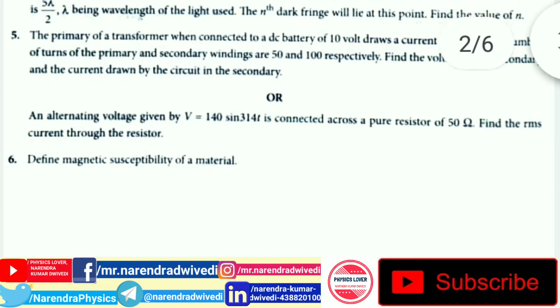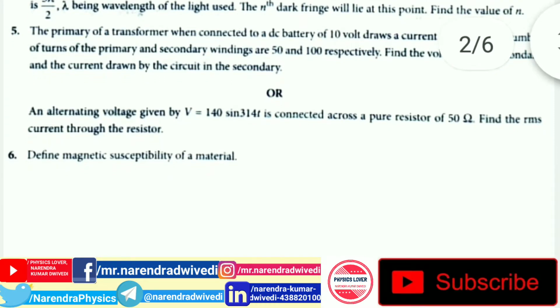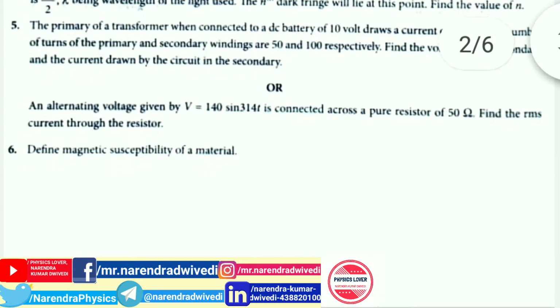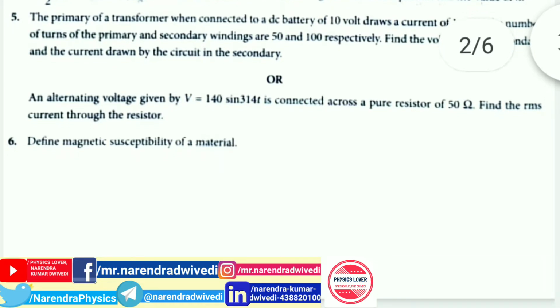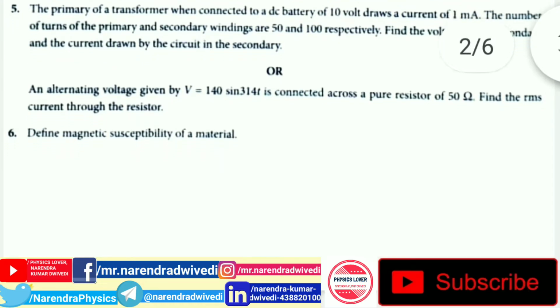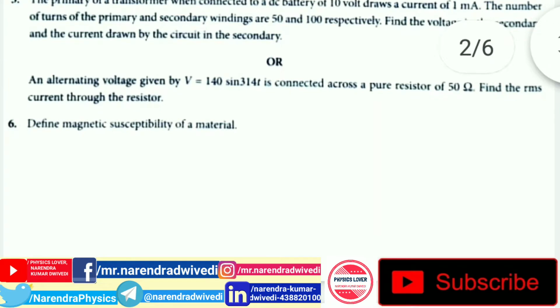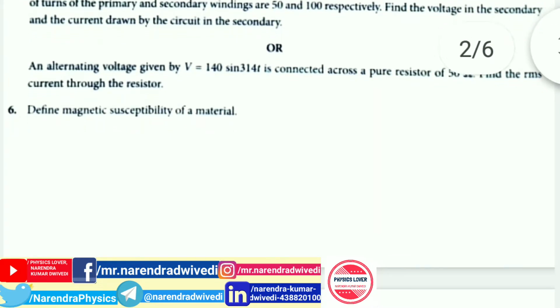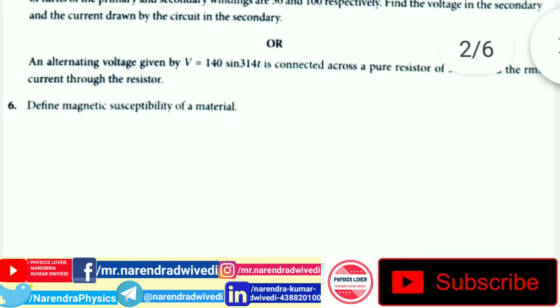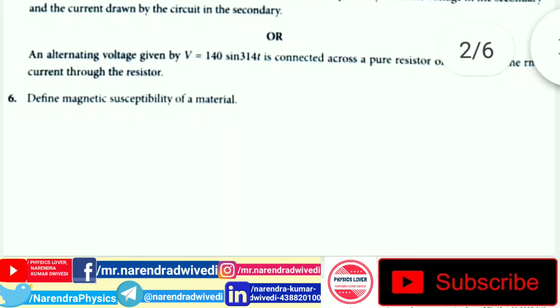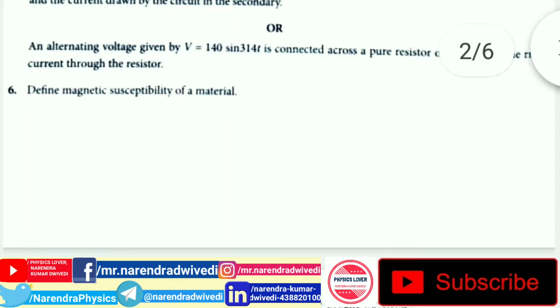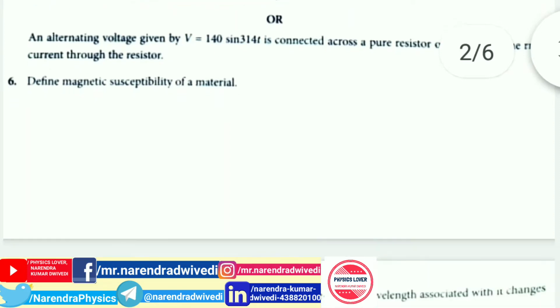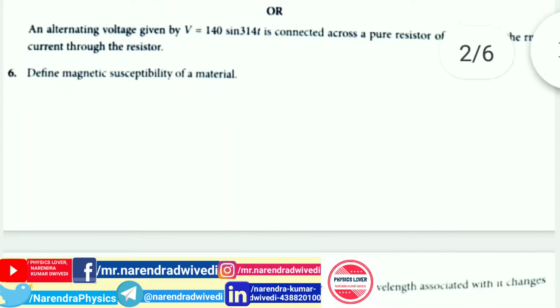Optional question. An alternating voltage given by V = 140 sin 314t is connected across a pure resistor of 50 ohm. Find the RMS current through the resistor. Question number 6. Define magnetic susceptibility of a material.